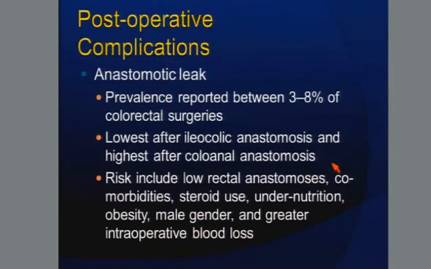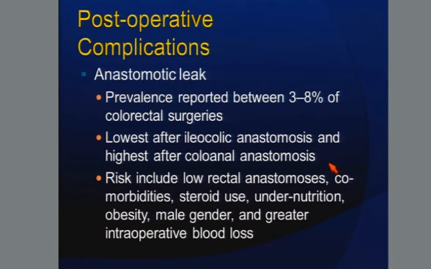Postoperative complications, big one's going to be an anastomotic leak. The surgeons are always worried about this. There is a range in prevalence in the literature, somewhere between 3 and 10% really. The ileocolic anastomoses are sort of low risk for anastomotic leak, and the highest risk are going to be the coloanal. Again, pretty steep area, kind of blind area for the surgeon, and that places the patient at a slightly higher risk.